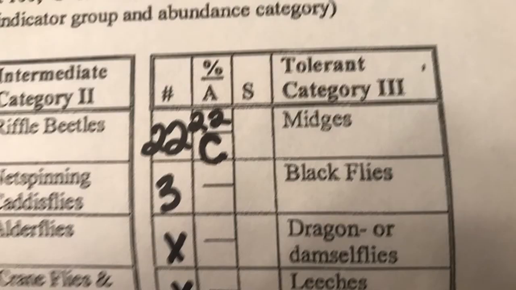Here's an example of what that might look like. We had 22 midges, so that's 22%. 22% falls in the range of 5 to 25%. That means that midges in our sample were common. We will give that a C. Please fill out categories 1, 2, and 3 for percent and abundance. You will be doing this on your own. Pause the video and record that data.